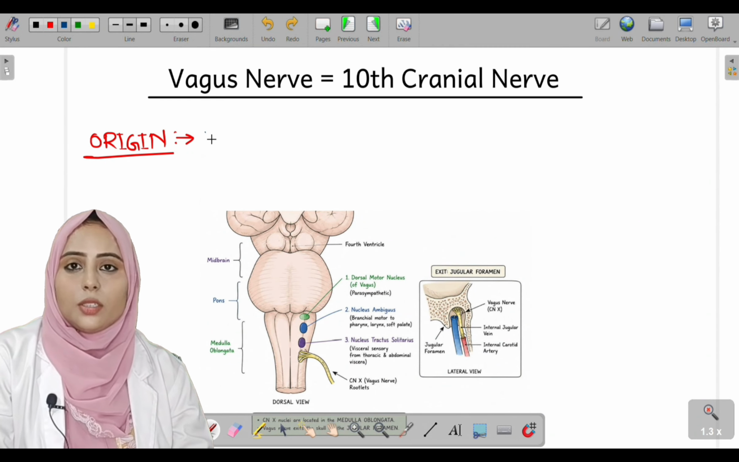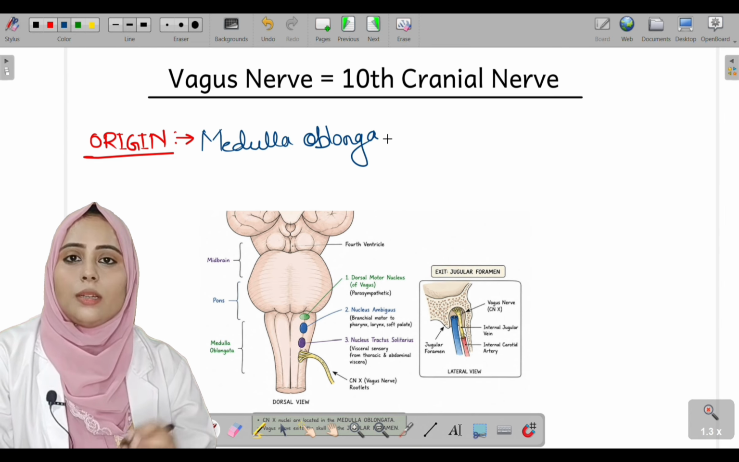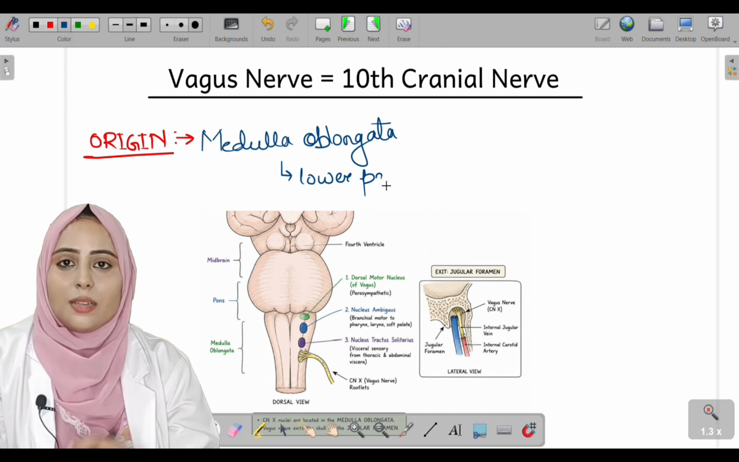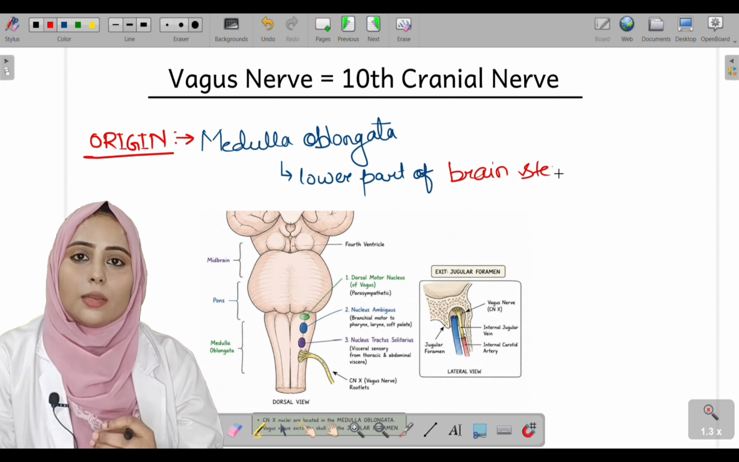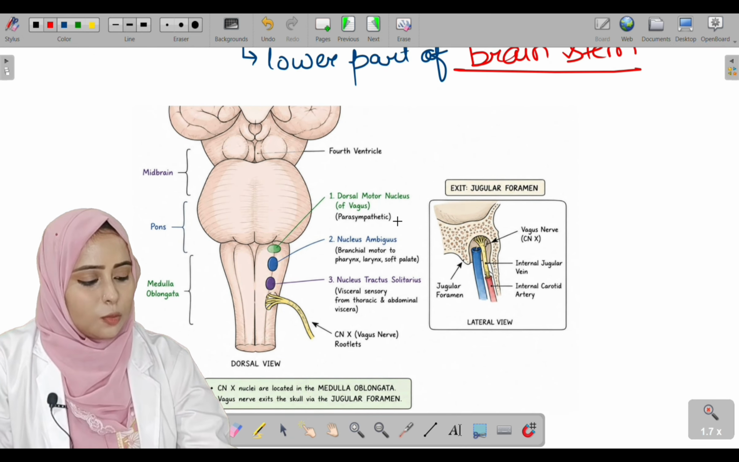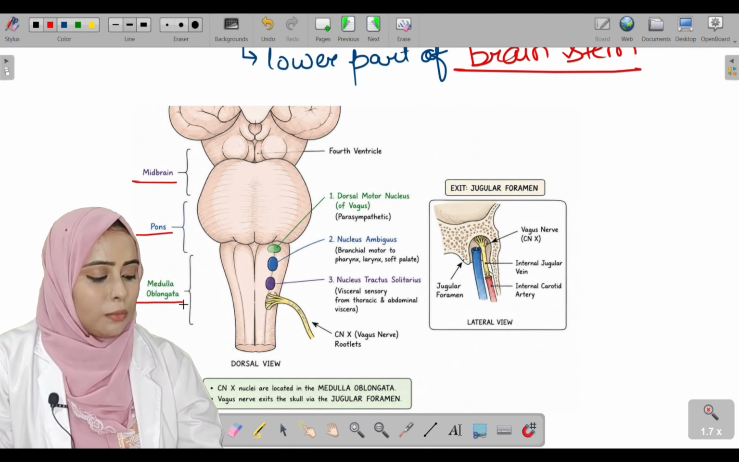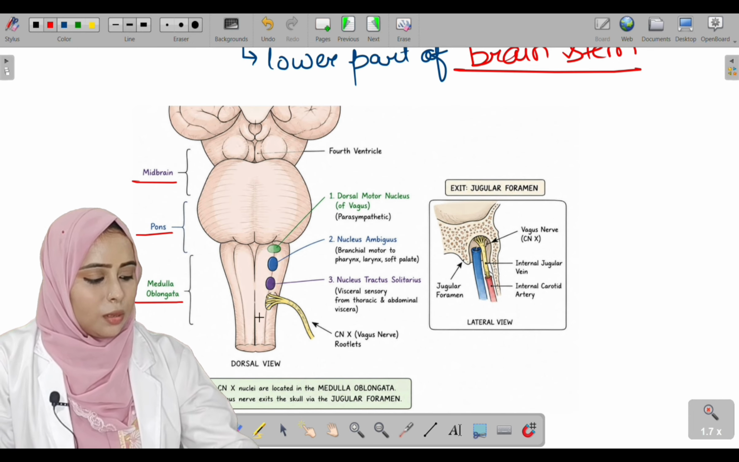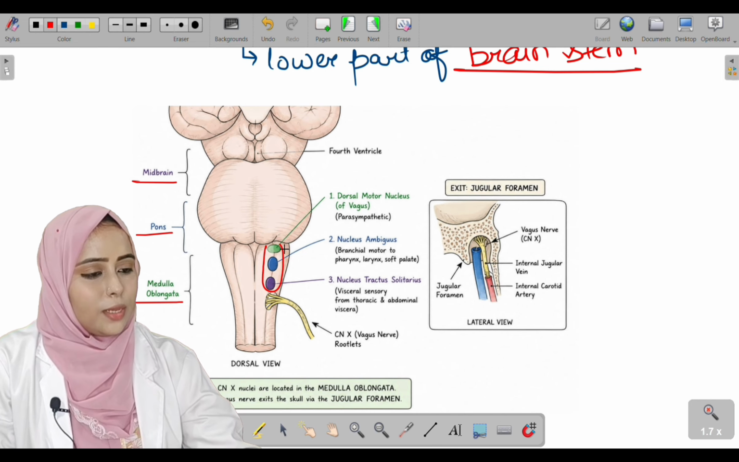Now coming to its origin, vagus nerve originates from the medulla oblongata. Medulla oblongata is the lower part of the brainstem, and you all know the brainstem is a lower portion of the brain which is a stalk-like structure that connects the cerebrum with the spinal cord. As you can see in the picture, this brain stem has three parts: upper portion is the midbrain, pons, and medulla oblongata.